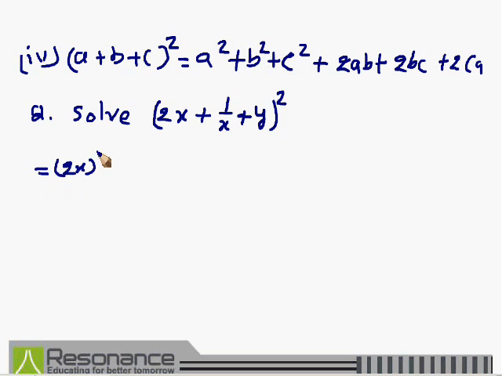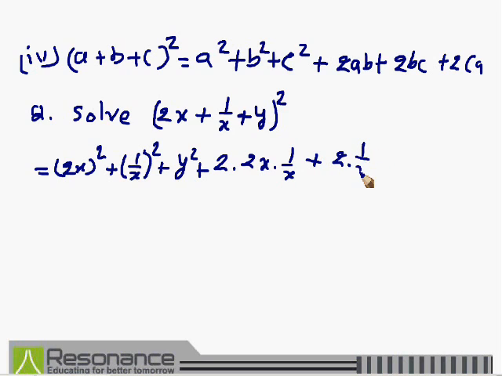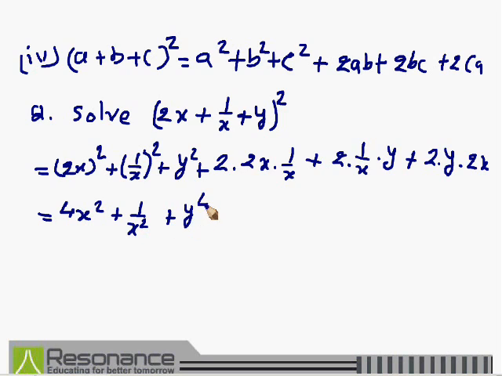Then here we write (2x) whole square plus (1 upon x) whole square plus y square plus 2 into 2x into 1 upon x plus 2 into 1 upon x into y plus 2 into y into 2x. Now square of 2x is 4x square plus 1 upon x square plus y square. Now x here cancel out, then here we are getting only plus 4 here plus 2y upon x plus 2 multiplied by 2, we are getting 4xy is the answer.